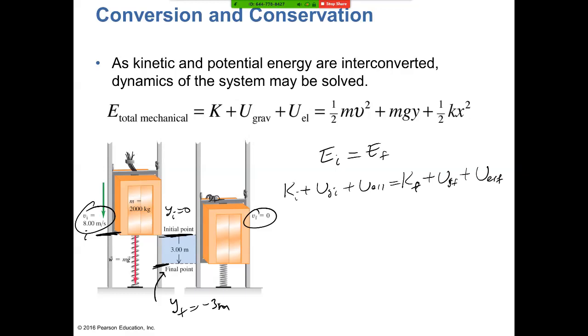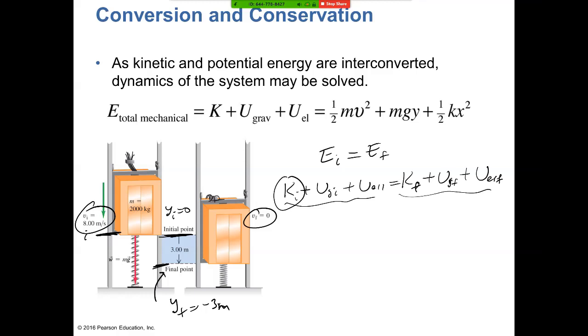gravitational potential energy, and elastic potential energy. Okay, so this is my equation for the energy. This is total energy before equals total energy after. Again, it doesn't mean that every single type of energy is the same. The sum is the same. Now, what I have here is this. If I'm looking at my system, initially I had a kinetic energy. So this kinetic energy is not 0. So this is non-zero.